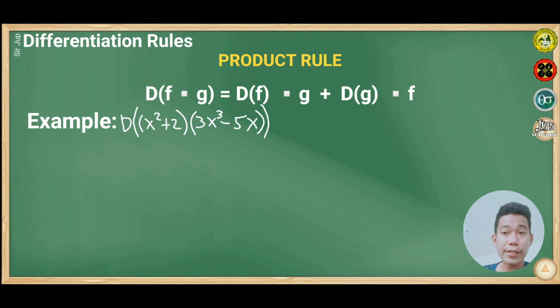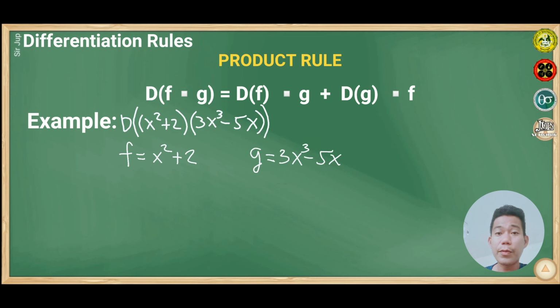the derivative of x squared plus 2 times 3x cubed minus 5x. So actually, you can treat x squared plus 2 as f and 3x cubed minus 5x as g. Okay, so using product rule, let us first find the derivative of f and the derivative of g. So we let f be equal to x squared plus 2 and g be equal to 3x cubed minus 5x.